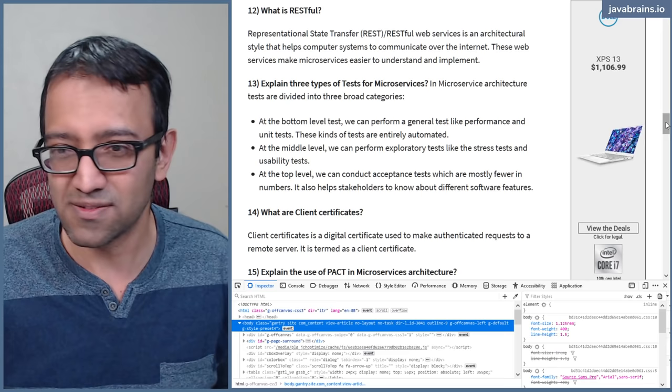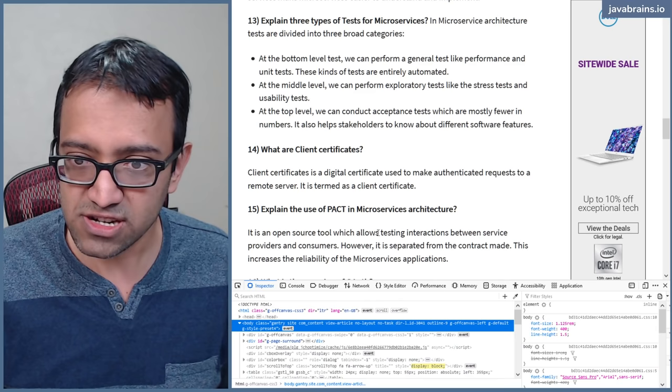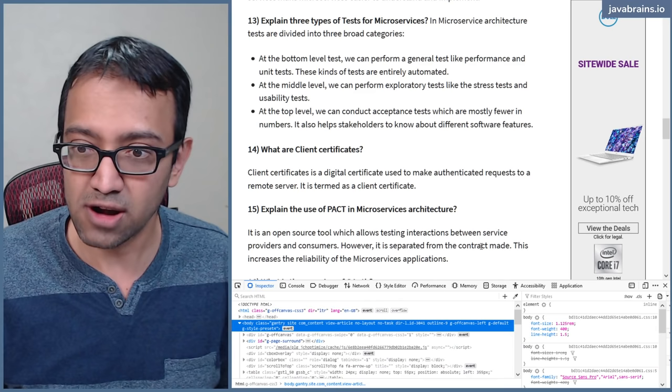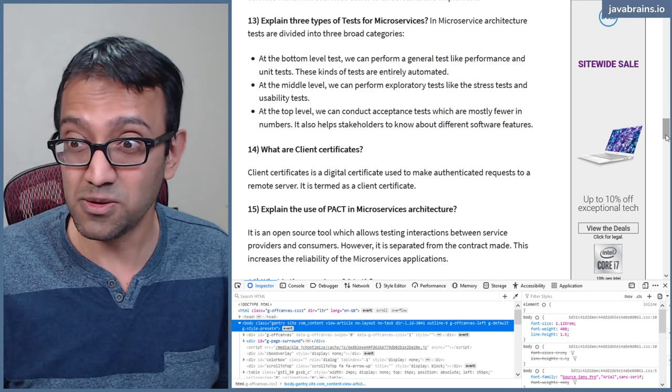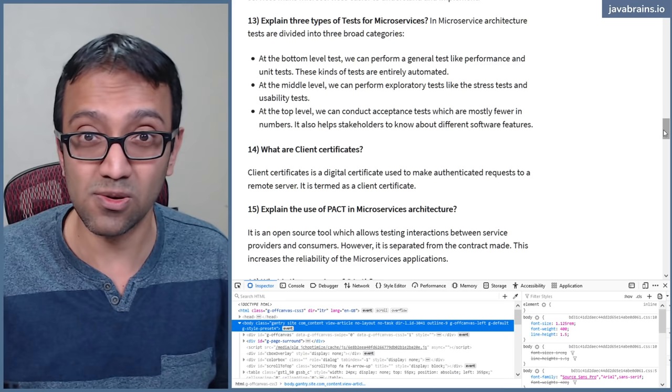It's an open source tool which allows testing interactions between service providers and consumers. However, it is separated from the contract made. This increases reliability of microservice applications. Yeah, the phrasing is very odd in these answers. I would recommend not using those. Understand what the question is, understand what you need to say, and then say it in your own words. You're probably gonna do a better job than what I'm seeing over here.